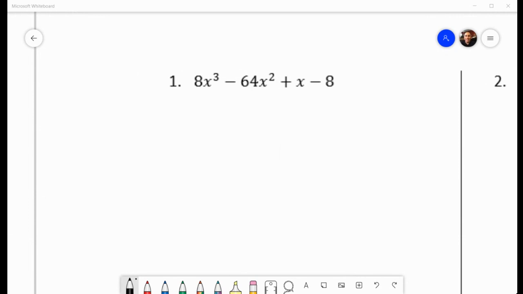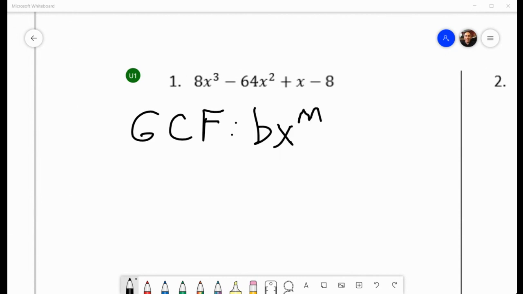Now, again, the first thing you generally want to do is get the GCF of the original polynomial, which we have here. And that's always b times x to the m. But notice that m is 0, because we have a non-zero constant term, namely this 8. Well, I guess you could say minus 8, but this is enough.